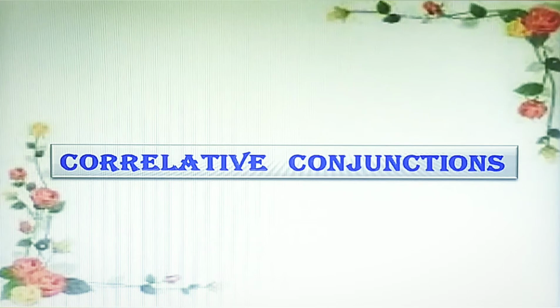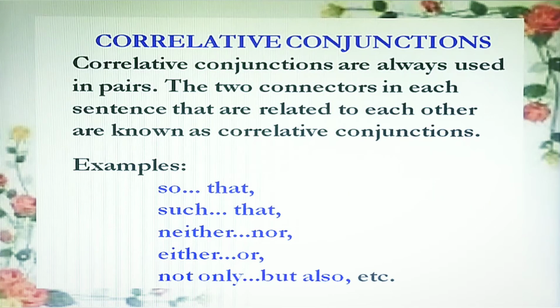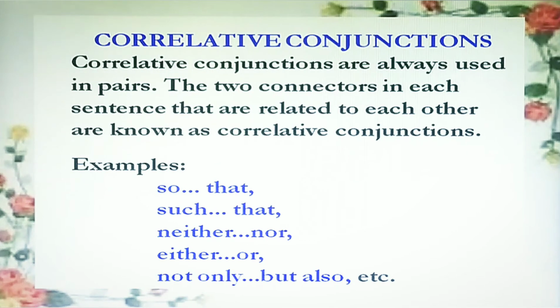In this video, we'll see about correlative conjunctions. Correlative conjunctions are always used in pairs. The two connectors in each sentence that are related to each other are known as correlative conjunctions. Example: so that, such that, neither nor, either or, not only but also, etc.